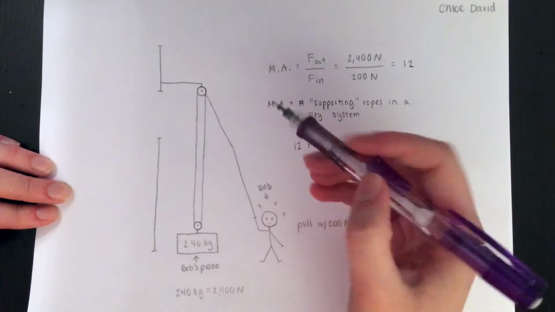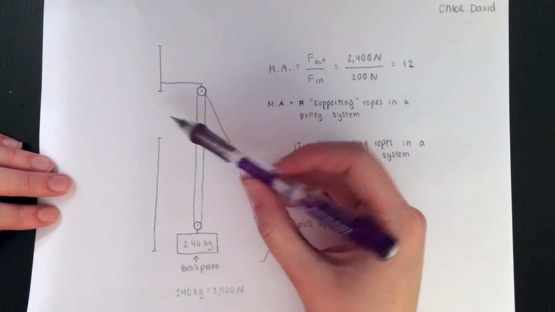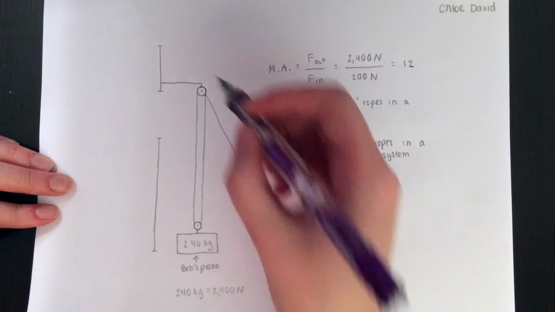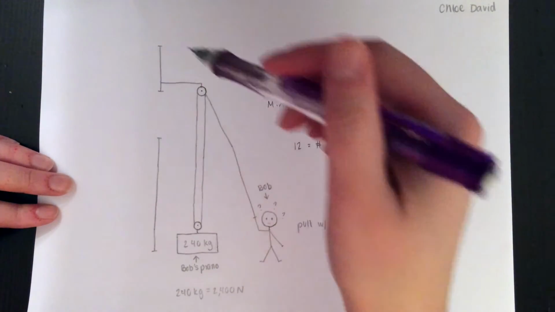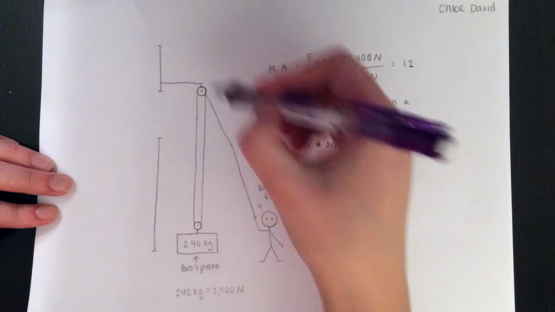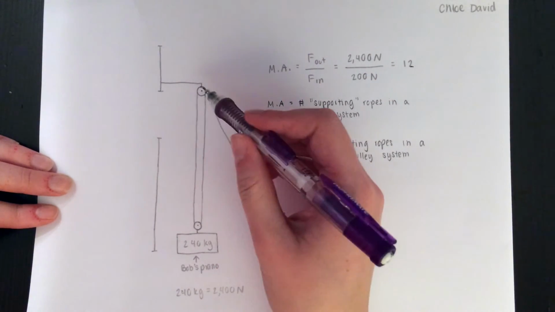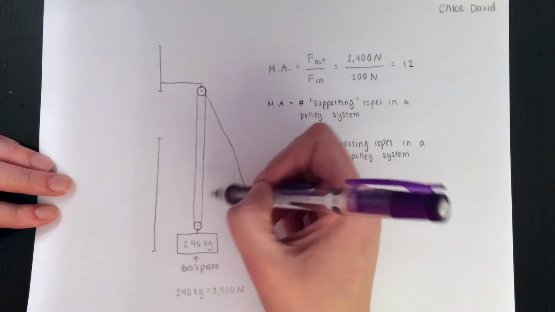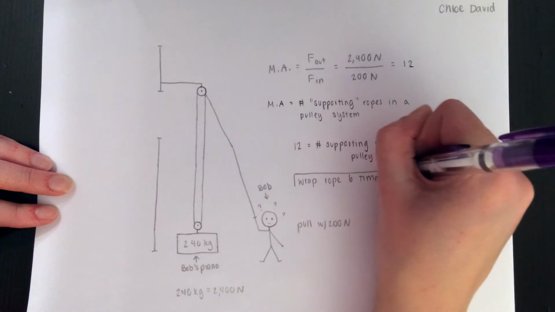Now Bob knows that all he needs to do to lift his piano up to the second floor right here is to simply take this rope and wrap it around this pulley system 6 times because it'll go through, there's 2 per time you wrap it around. That is his answer.